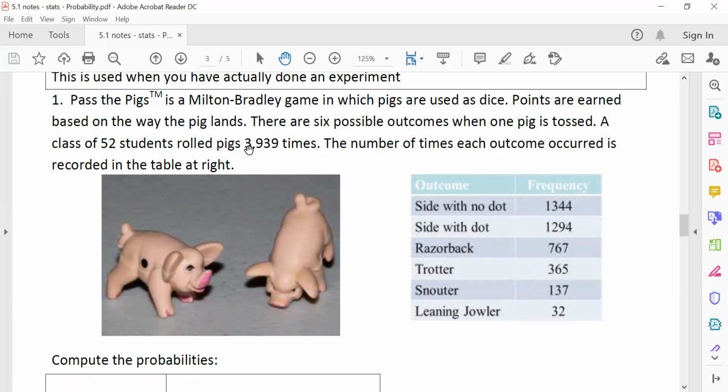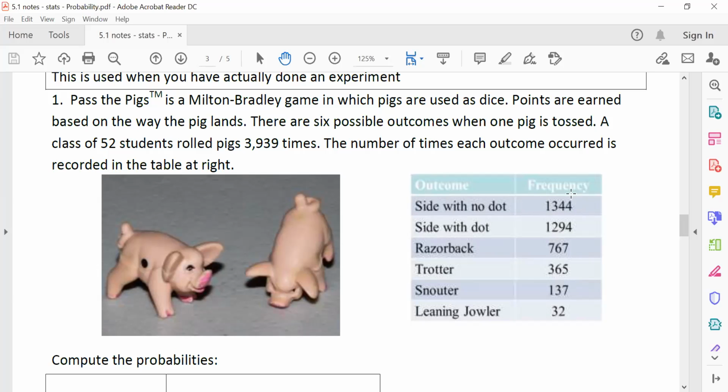So of the 3,939 times the pig was tossed, it landed on the side with no dot 1,344 times. It landed on the side with the dot 1,294 times. It landed on the razorback side 767 times, and so on. Thus, we can compute the empirical probability of each of those things happening.